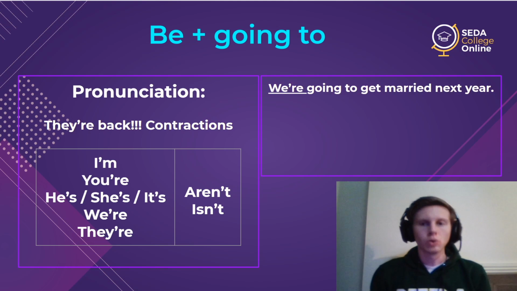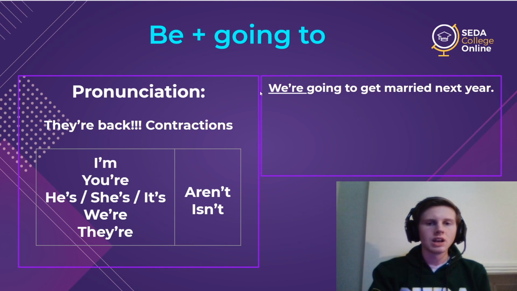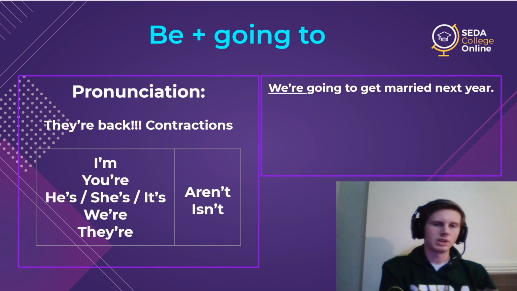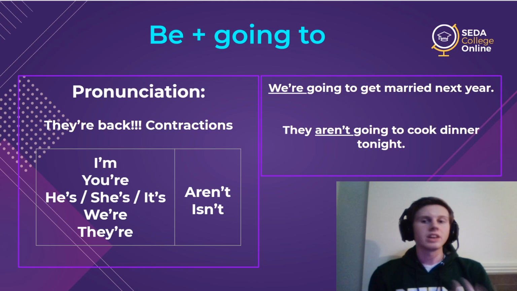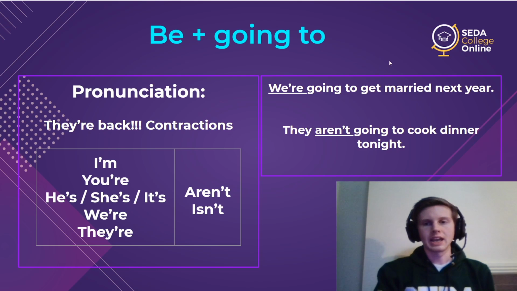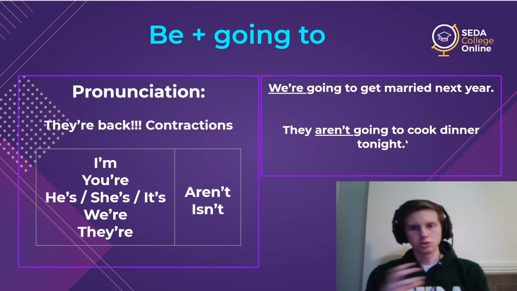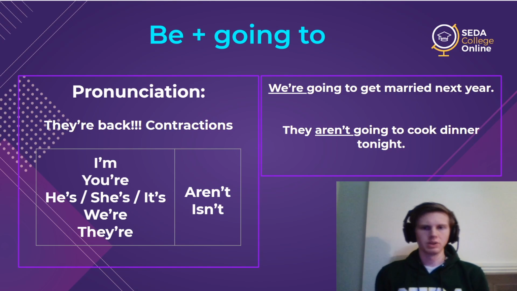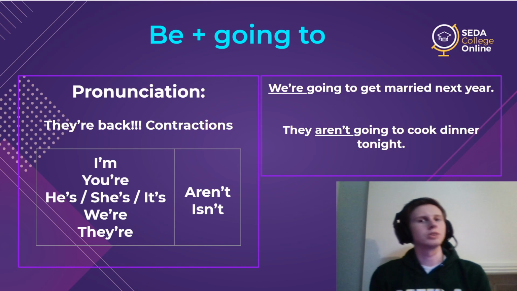So let's look. We're going to get married next year. Here, I know this isn't present continuous because I have an infinitive after. So I have that infinitive to say, okay, this is be going to, not a simple present continuous. They aren't going to cook dinner. Again, negative contraction aren't, and then I have going to cook, going to infinitive, so I know this isn't present continuous. This is a be going to verb. So always look out for what comes behind the verb because that helps tell you what comes before the verb as well. They work together.